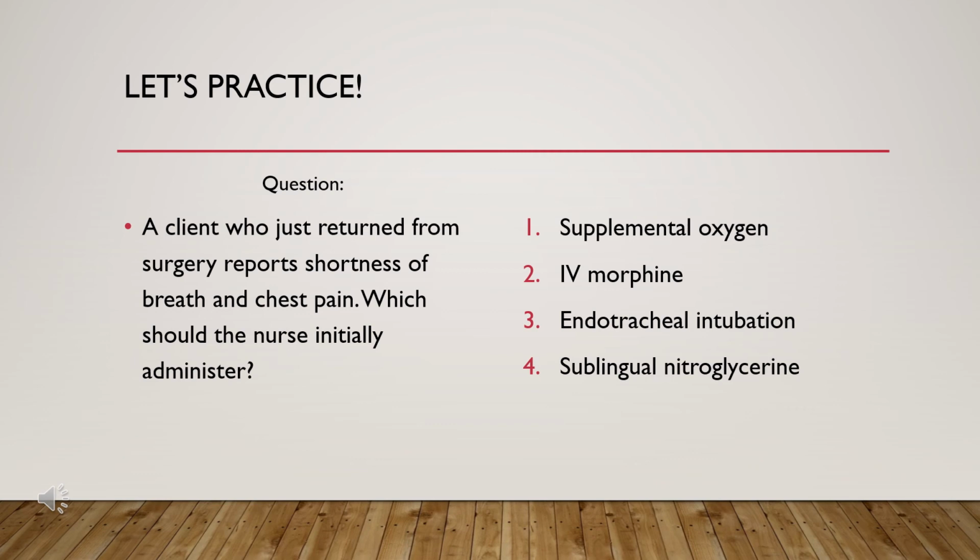So we have 4 options. First, we have supplemental oxygen. Next, we have IV morphine. Third, we have endotracheal intubation. And fourth, we have sublingual nitroglycerin. Now, of those 4 choices, which would all be appropriate for this type of patient who is experiencing shortness of breath and chest pain, which would be the least invasive to the patient?